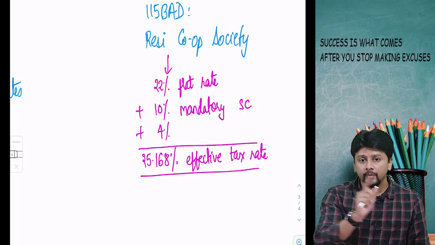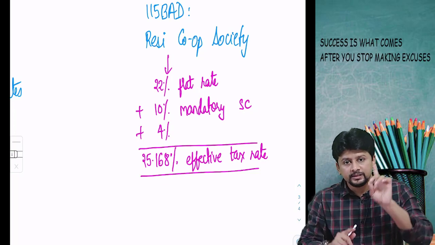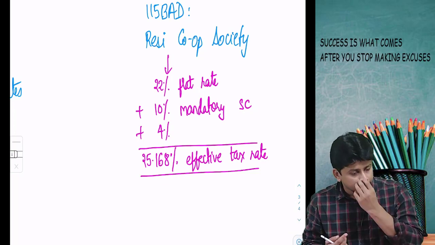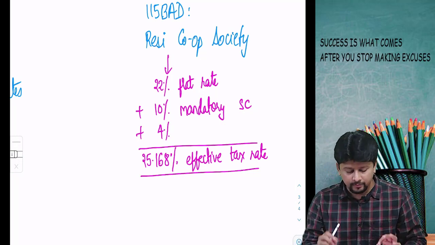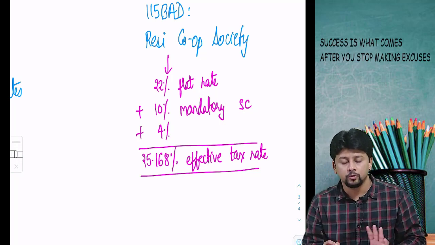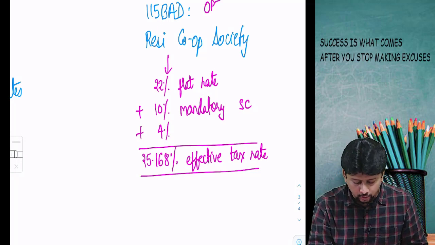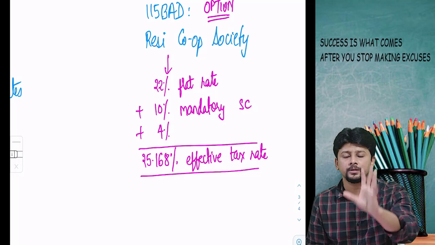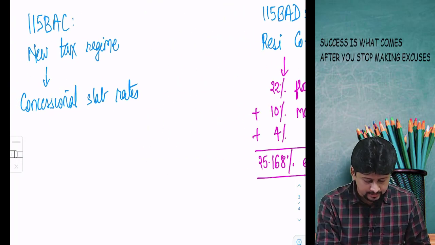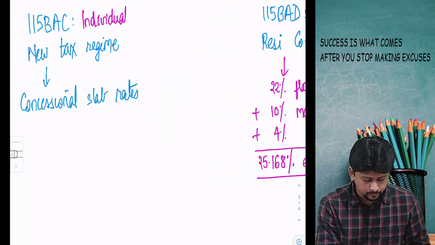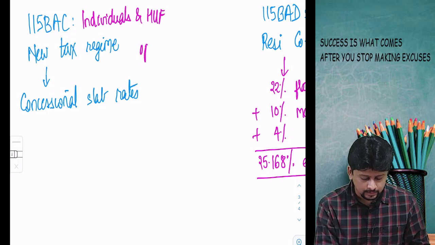And remember this small thing. This is taught at the CA final level. It's an amendment, so just have a basic knowledge of it. 115 BAD is applicable to resident cooperative society. It is an option available that you can choose to pay tax as per this concessional rate. 115 BAC is applicable to individuals and HUF. But again, this is an option.